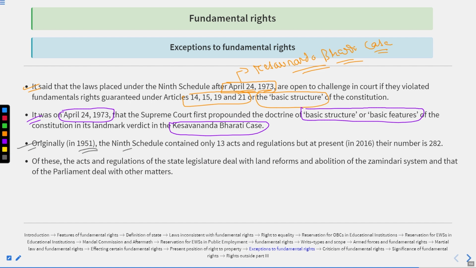Originally in 1951, the 9th Schedule contained only 13 acts and regulations, but at present, in 2016, their number is 282. Of these, the acts and regulations of the state legislatures deal with land reforms and abolition of the zamindari system, and those of the Parliament deal with other matters. Got it?